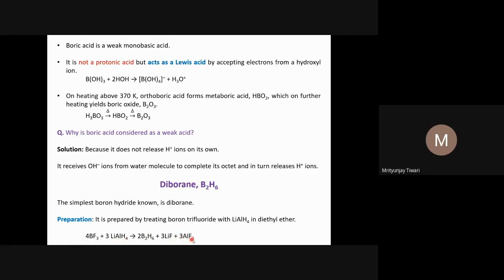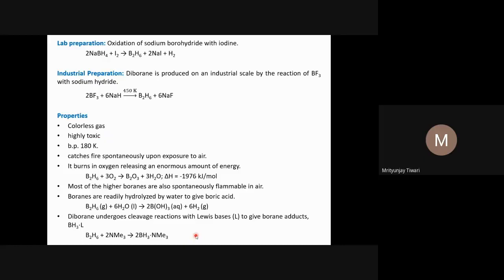So 3 into 3, 9 here, and 3 here. So 12 is already there, 12 is here. 12 atoms of fluorine are here, and 12 atoms of fluorine are also on the product side. 3 fluorine atoms with the LiF, and 9 fluorine atoms with AlF3, and because of valency, you can easily find out what the chemical formula of aluminum trifluoride will be.